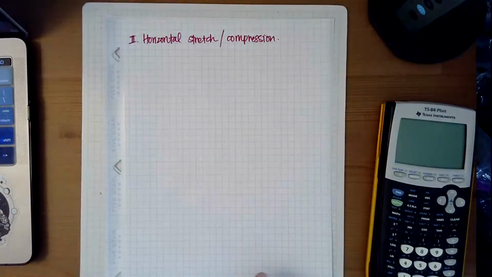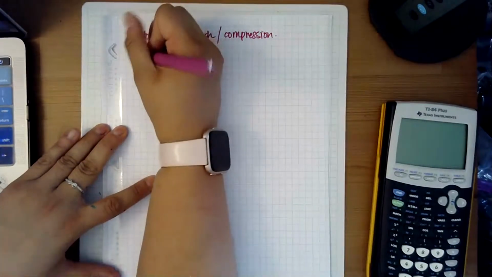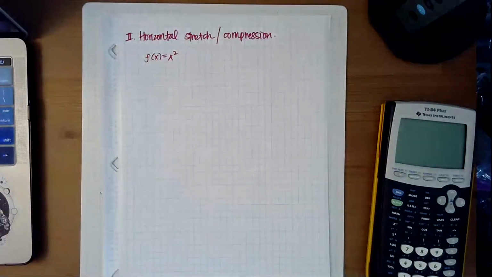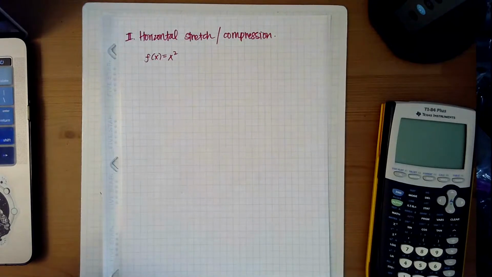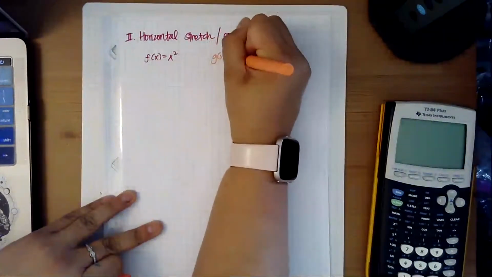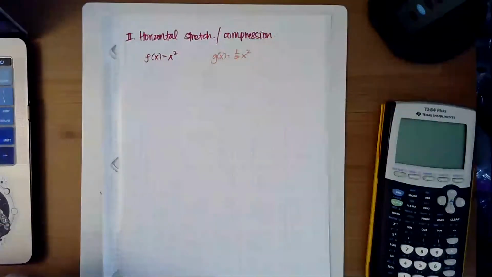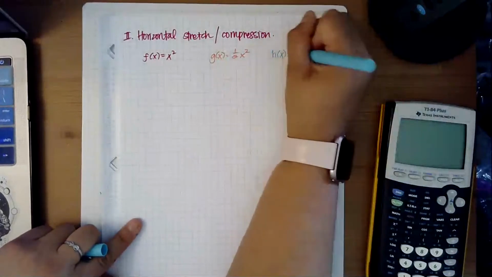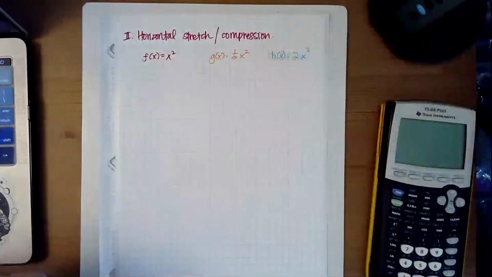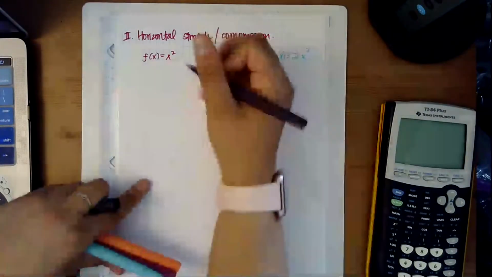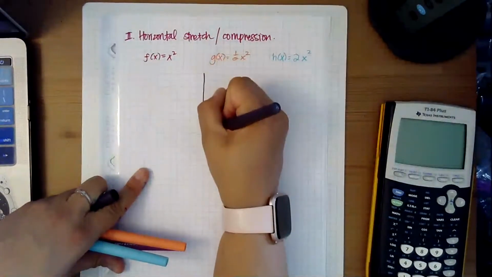So what does this mean? Again, I'm going to begin with my parent function, x squared. And I'm going to also graph, let's see, g of x is equal to 1/2 x squared. And I'm going to graph h of x is equal to 2x squared. So here, I'm changing my a value. So as I'm graphing this, we'll see right now what happens.